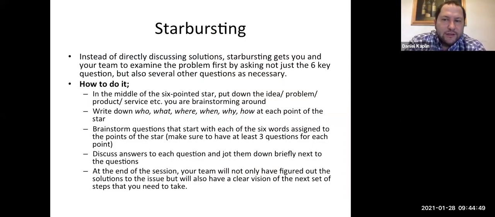Now, in literature, you might have heard the who, what, when, where, why, and how approach. Well, believe it or not, that is a brainstorming technique. So there are 6 key questions, and it's called starbursting. In the middle of the 6-pointed star, you put down the idea or the problem or the product or the service that you're brainstorming about, and then you try and address each of those 6 questions: who, what, when, where, why, and how.